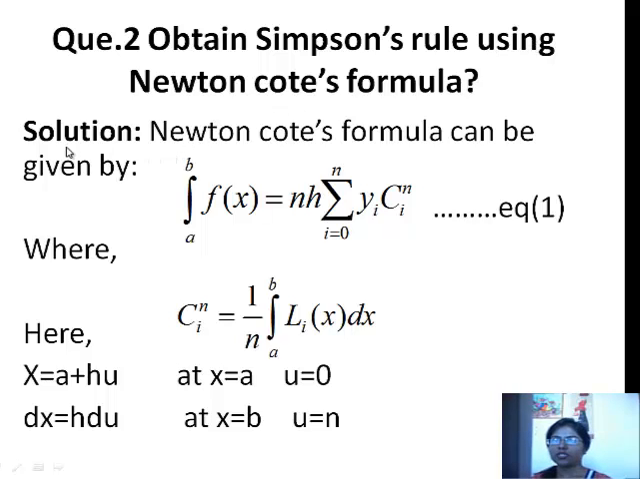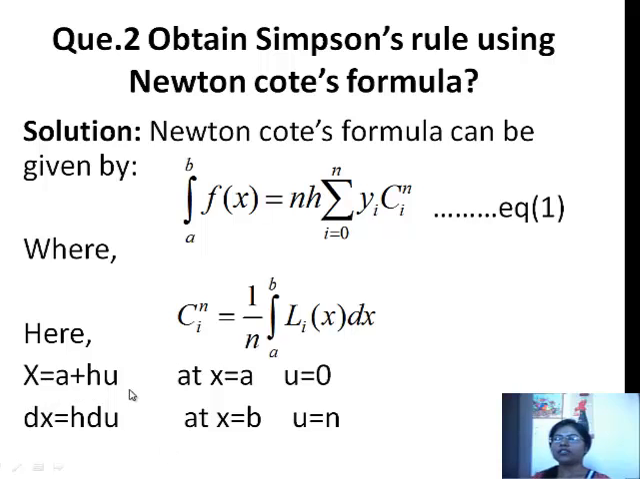Now the solution. Newton Cote's formula can be given by this formula: integration of f(x) from a to b equals nh summation of yi ci to the power n, i from 0 to n. This is equation 1, where ci to the power n equals 1 upon n integration of li(x) dx, where the limit stands from a to b.